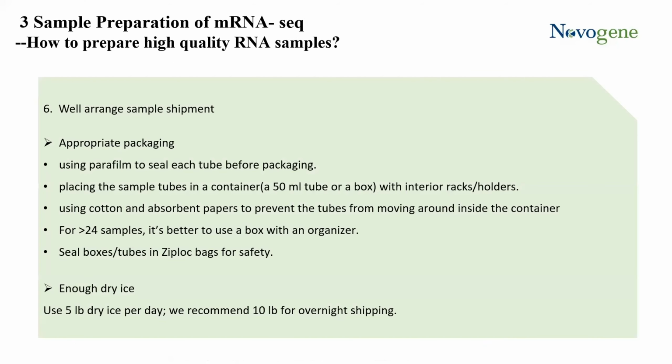So finally, once everything is ready, your precious samples are ready. The last step, but most important, is shipping, to make sure your samples arrive at our facility safely. You have to arrange your sample shipment well. Always use appropriate packaging, use parafilm to seal each tube, and place the tubes in a container. You can also use an organizer if you have more samples to send, and always seal the boxes in Ziploc bags for safety.